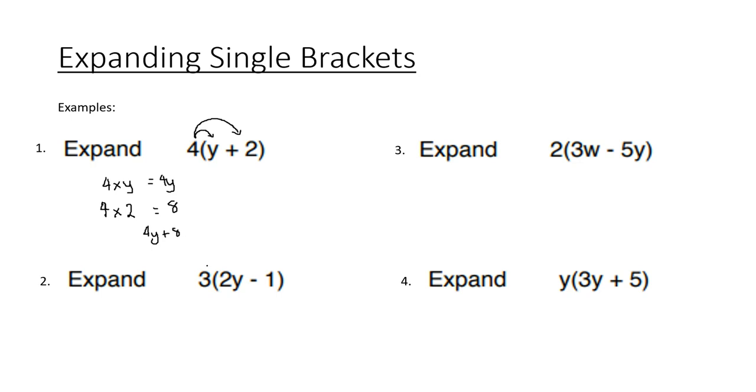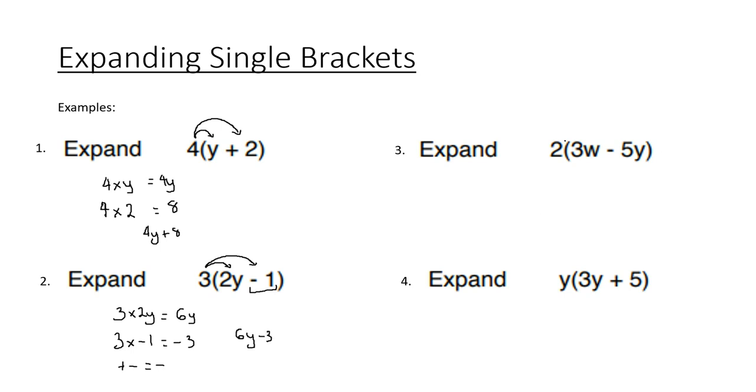Let's have a look at question 2. Exactly the same thing. We're multiplying everything outside by all of our variables inside. So we've got 3 multiplied by 2y, and then 3 multiplied by negative 1, remembering that that negative is attached to that 1. So 3 times 2y gives us 6y, because we multiply our digits. And then 3 times minus 1, a positive and a minus gives us a minus. So it would be minus 3, because 3 times 1 is 3. So if we were to write this out as our expression, we'll end up with 6y minus 3.